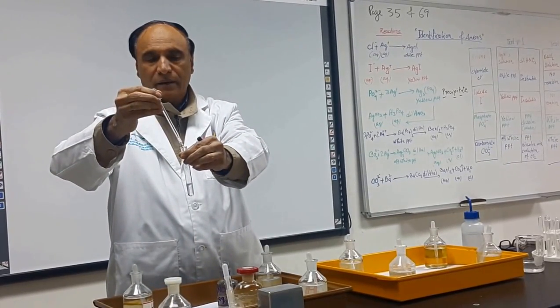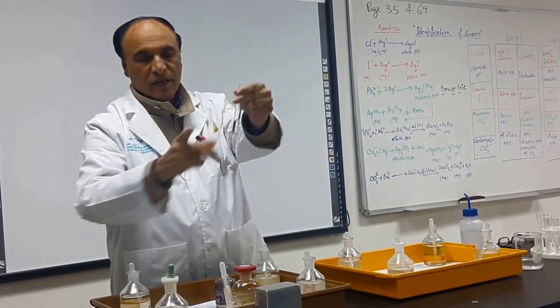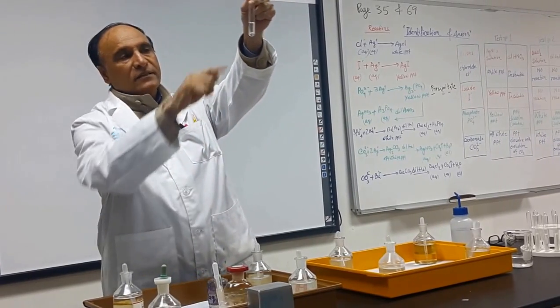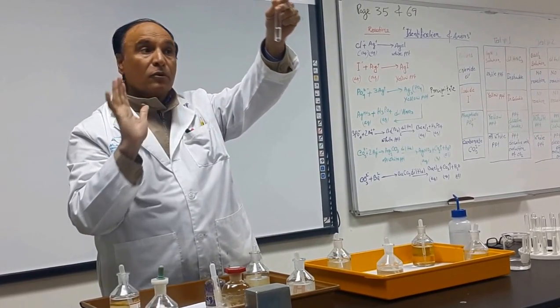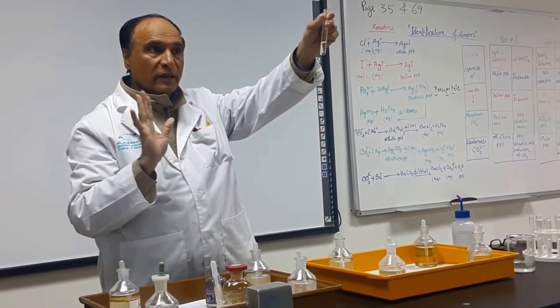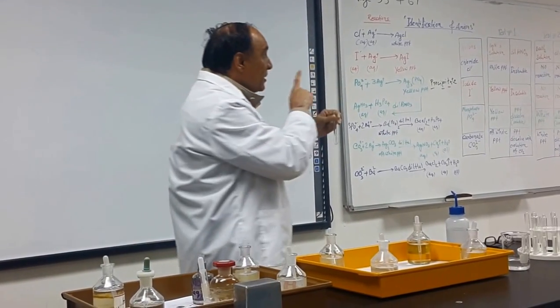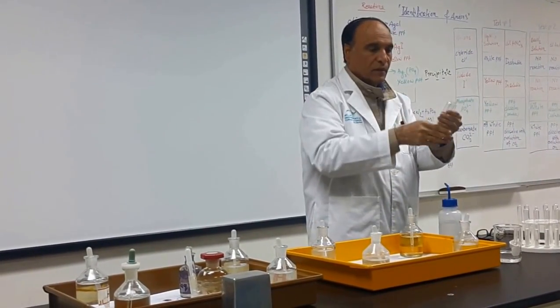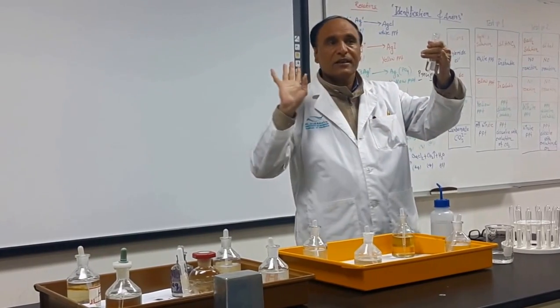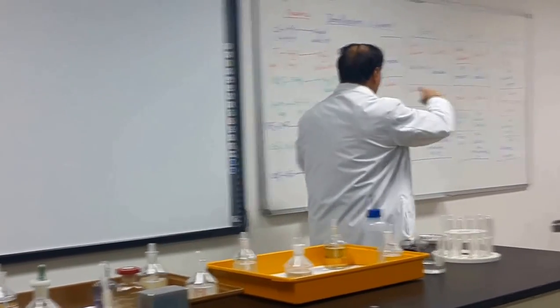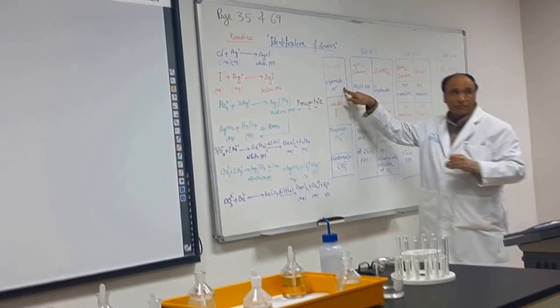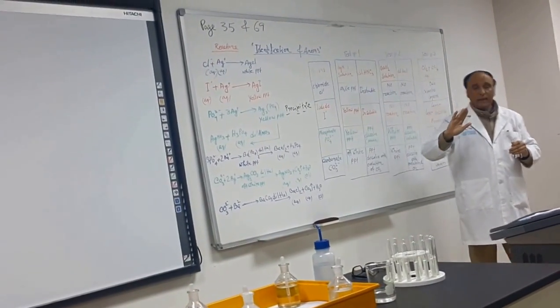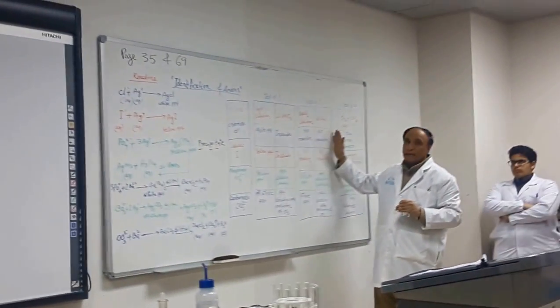You put over here and you shake it. You can see the 2 layers, one layer and a second layer. Both the layers are colorless, no color. The third test is complete. Look, these are the 3 test tubes, right? The 3 tests are complete for chloride. Did you understand? Yes. I put a gap here.